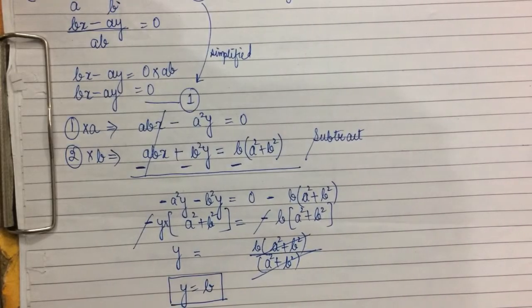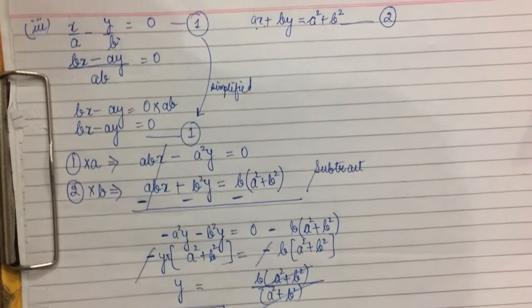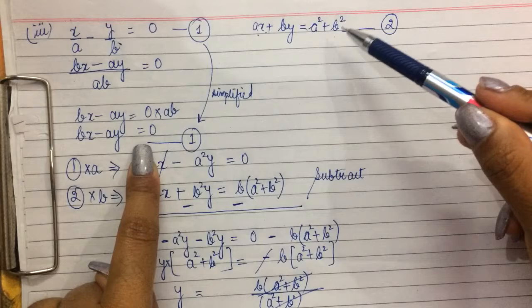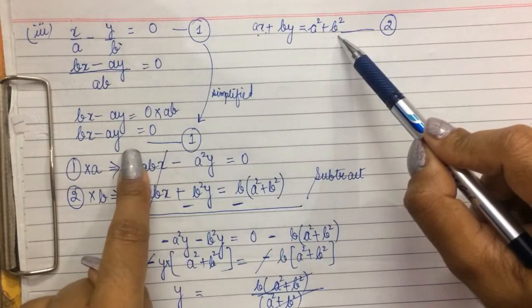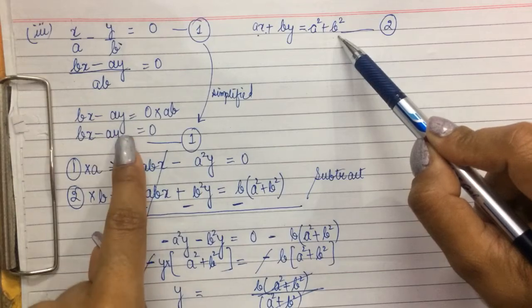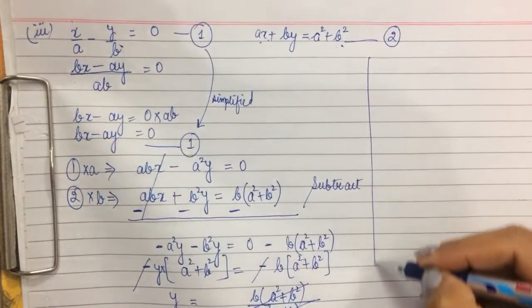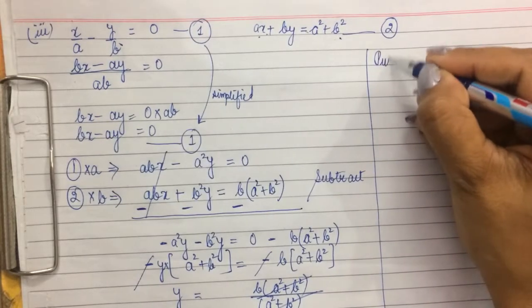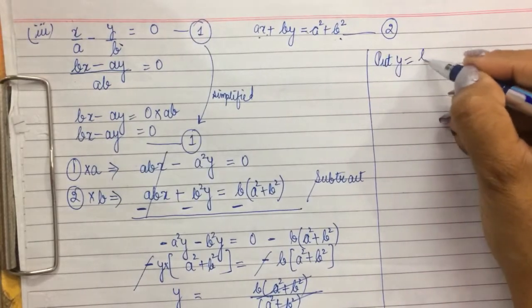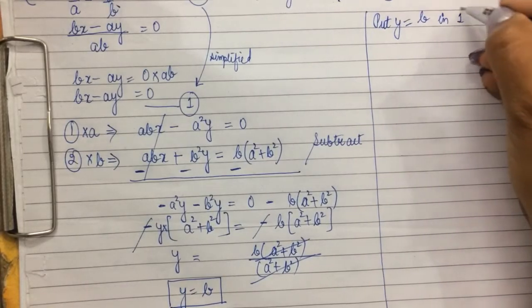Now use this value in any of the two equations. I'm using it in equation number 1. You can see this equation and this equation. This one is simpler. So I'm going to use the value of y which I obtained over here and find out x from this equation. Put y equals to b, the value I just obtained here, in equation number 1.